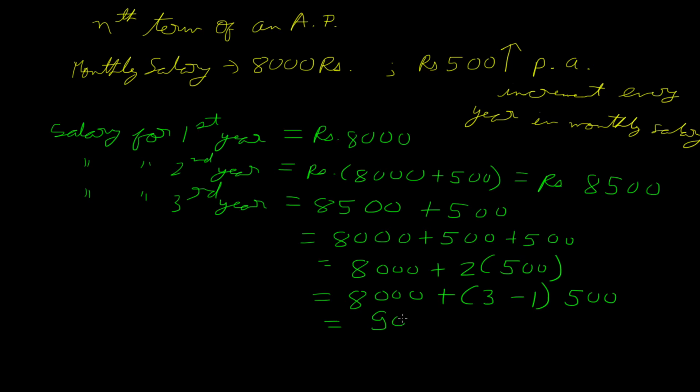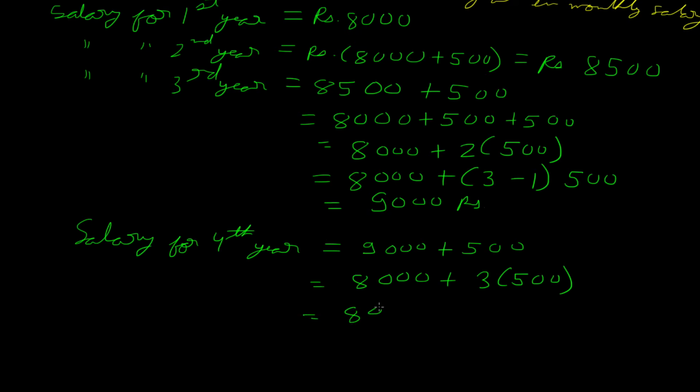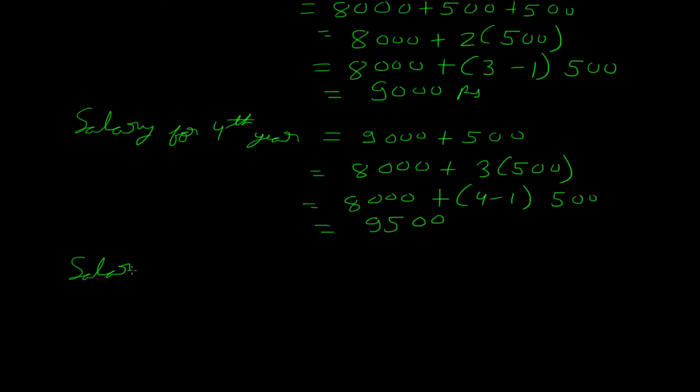Similarly, if we look at the salary for the fourth year, it will be the salary for the third year, that is 9,000, plus 500, or we could write this as 8,000 plus 3 times 500. Since it's the fourth year, we would have got the increment 3 times. Or we could also write this as 8,000 plus (4 minus 1) times 500, which is 9,500.